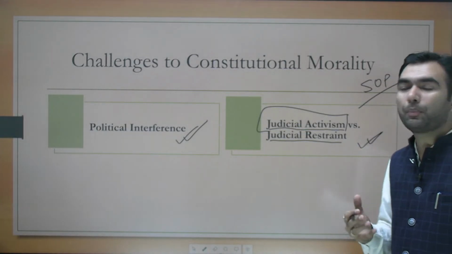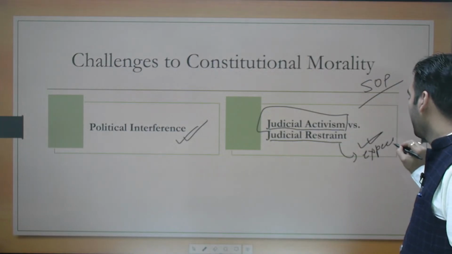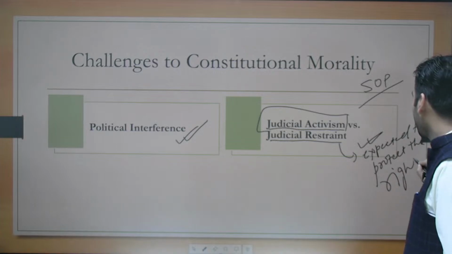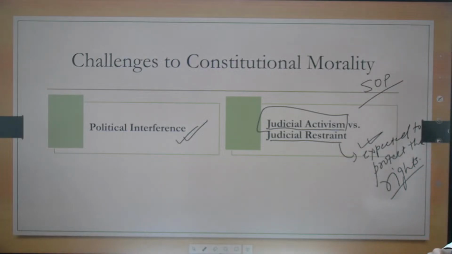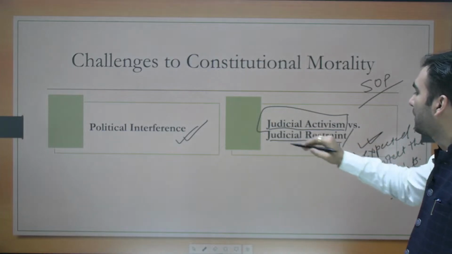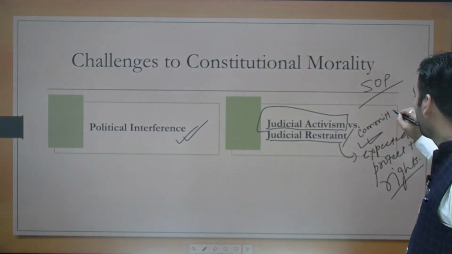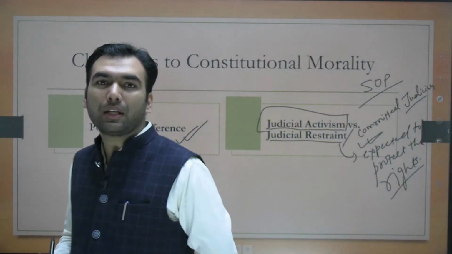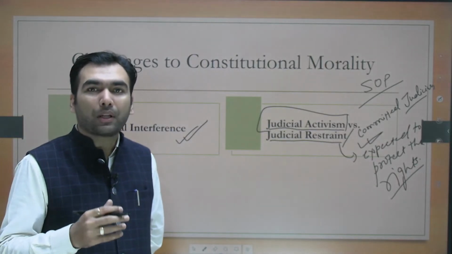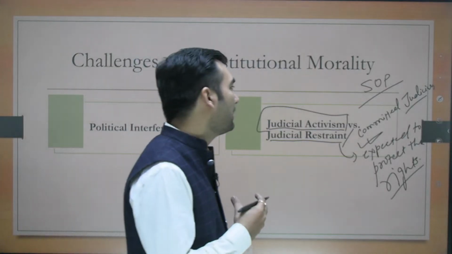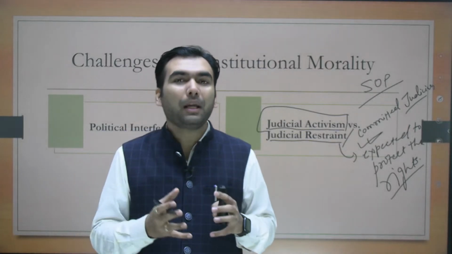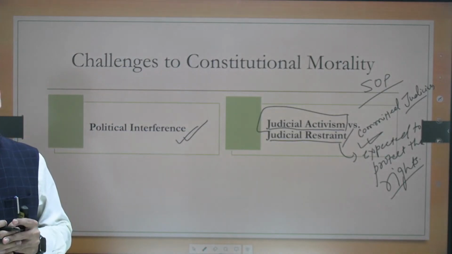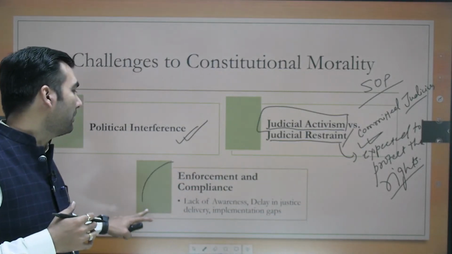The judiciary is expected to protect the rights of the individual. But if the judiciary is not protecting, or instead of the word judicial restraint, you can use the term committed judiciary. Committed judiciary is not a judiciary committed in the service of the people. It is a judiciary which is committed to the principles or policies of the government. Obviously, that is not good, because if the judiciary is committed to the government, it may not be able to protect the rights of the individual, and protection of the rights of the individual is the most important duty of the judiciary. Next is enforcement and compliance.